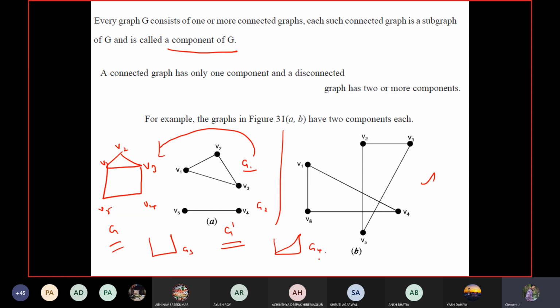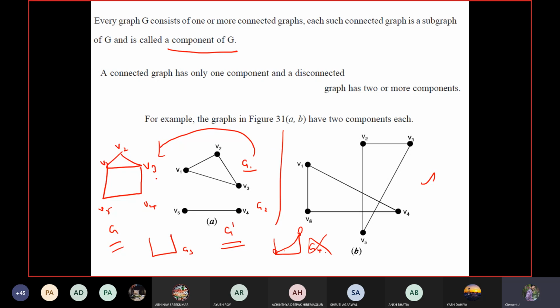G4. Will it be a subgraph? No, sir. Why? It is not a subgraph. What is the reason? Your point is correct. Sir, there is a diagonal. Maybe there is an extra edge between this vertex and this vertex that is originally not added, right? So because of that reason, it is not a component of G.